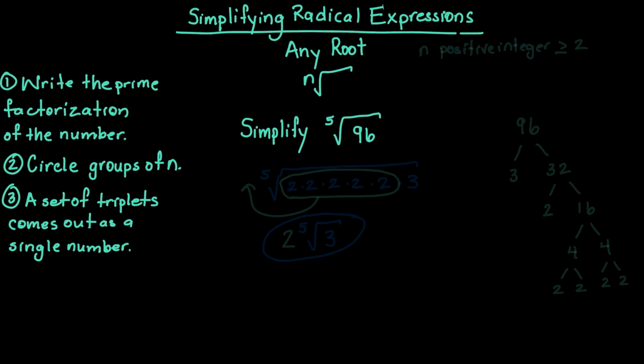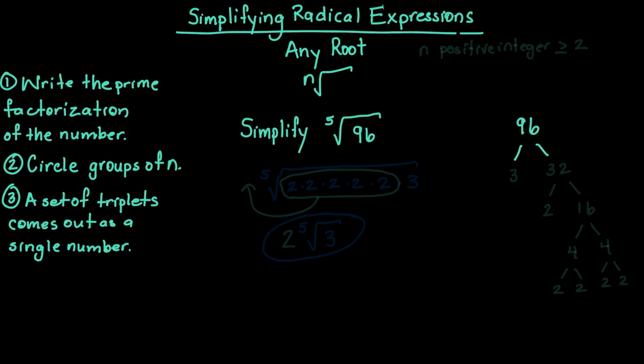This same prime factorization method works for any root. So I'm going to denote the root as an n just to say it could be any number that's an integer. So now after our prime factorization, we're going to circle groups of n. So for example, if I want to simplify the fifth root of 96, I need 5 of some prime number in order to bring it out of the radical as a single number. So let's take a look.